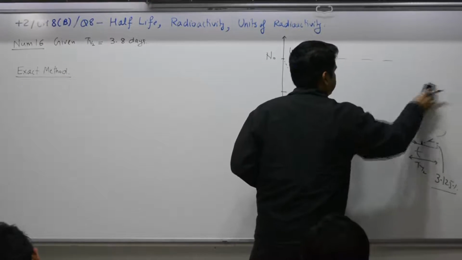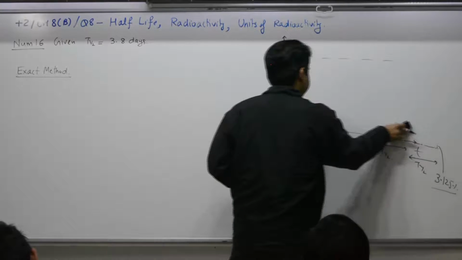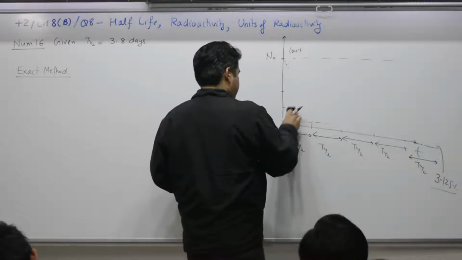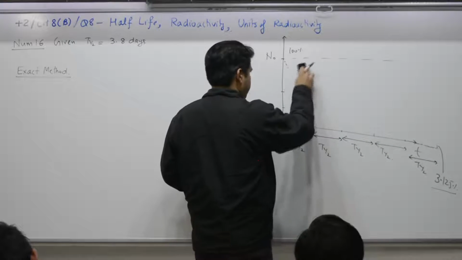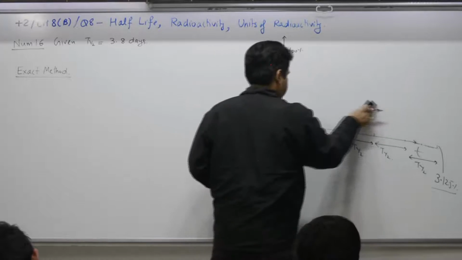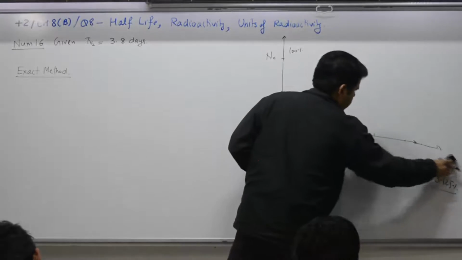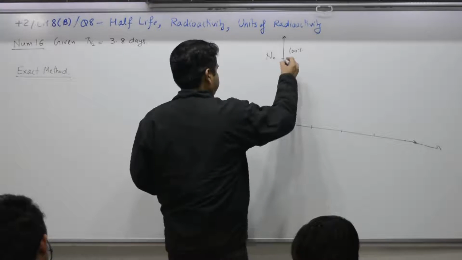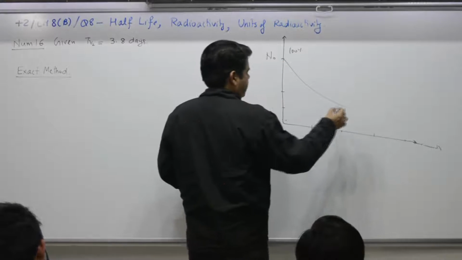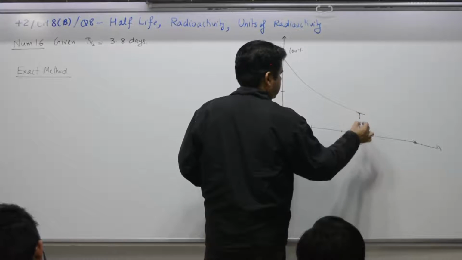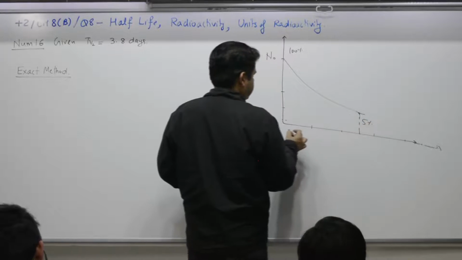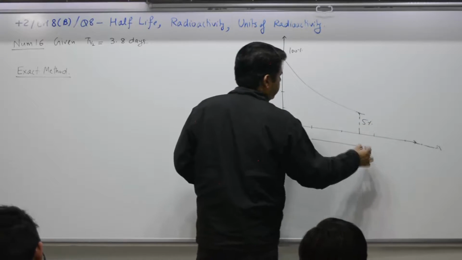time consuming, number 1. Number 2, you need to have log tables with you to answer this, which you don't have in competition. That is why it is only for boards. The number reduces to what? Yes, 5%. You have to find out time.